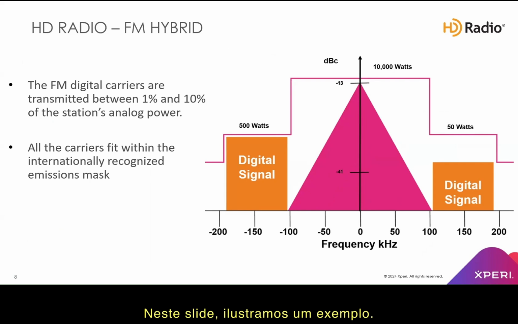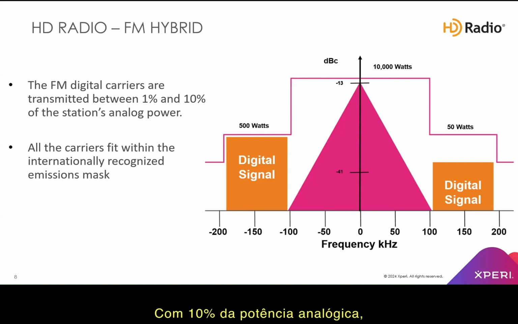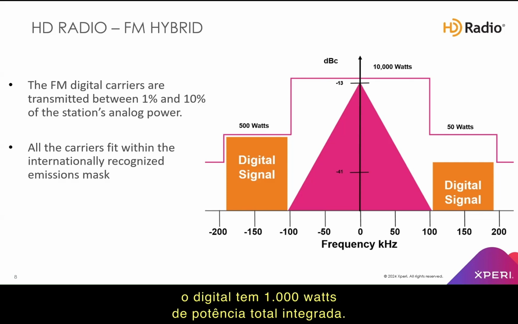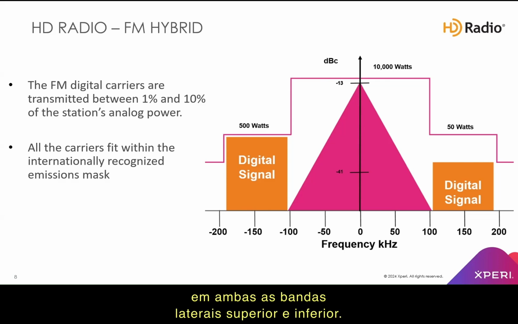In this slide, we illustrate an example. For analog 10 kilowatts, we see that 1% of the analog power is 100 watts total integrated power. It means 50 watts per sideband. At 10% of the analog power, the digital is 1000 watts total integrated power. It means 500 watts per sideband. Fully spaced stations may operate with 10% digital power on both the upper and lower sidebands.